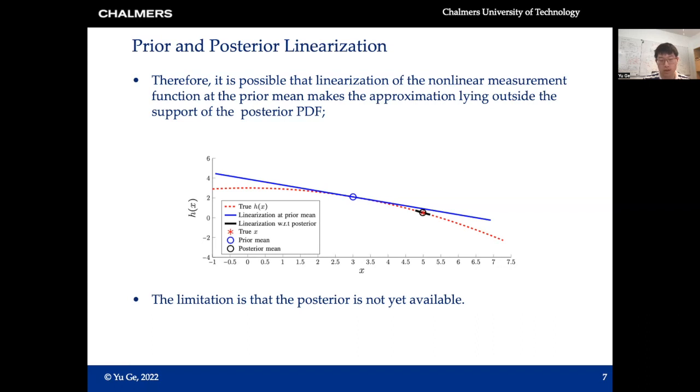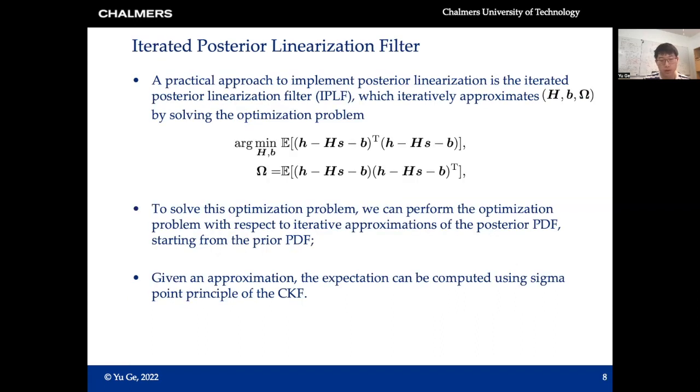Then we have a conclusion that the linearization should be done with respect to the posterior, but it seems problematic, as we would need to know the posterior to approximate the posterior. However, the posterior is not available. So what we do is to use the iterated posterior linearization filter to iteratively approximate the linearization parameters H, b, omega by solving the optimization problem. To solve it, we can perform iterative optimization of the posterior PDF, starting from the prior PDF. After each iteration, we obtain an improved approximation to the posterior PDF, from which we can obtain an improved linearization. And in this optimization problem, we need to take expectations, which can be done by using the sigma point principles.